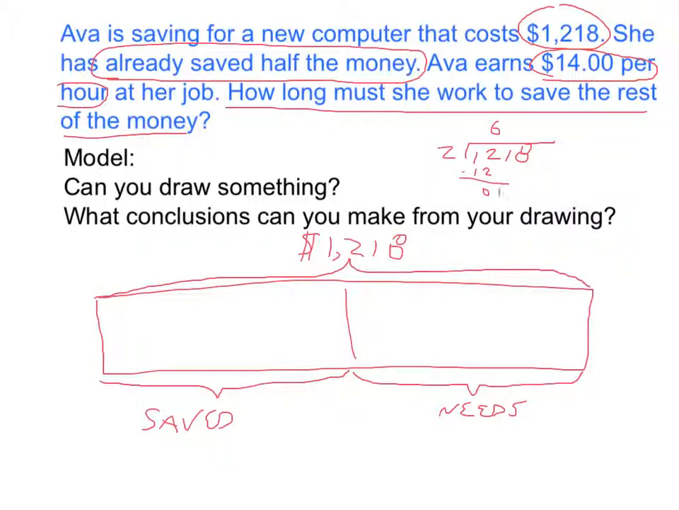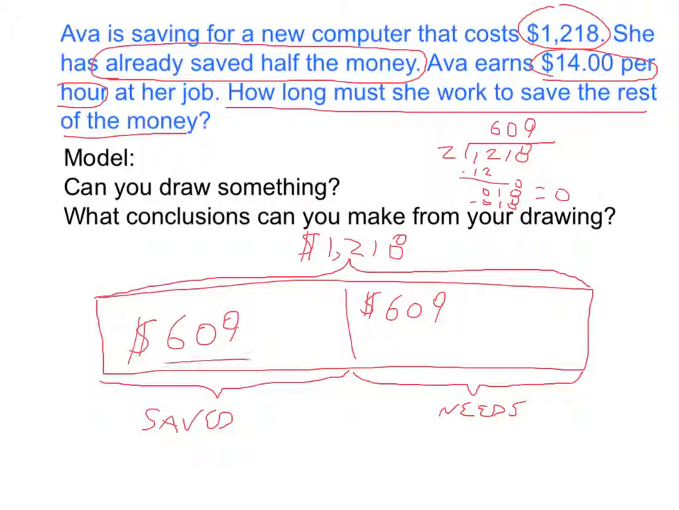So we'll bring down the next digit, which is 1. Will 2 go into 1? Absolutely not, it won't. So we're going to put a 0 right above the 1, and we have to bring down another digit, 18. 2 will go into 18 9 times exactly, minus 18, and we'll have 0 left. So we see that half of 1,218 is just $609, which of course means that what she still needs is $609.